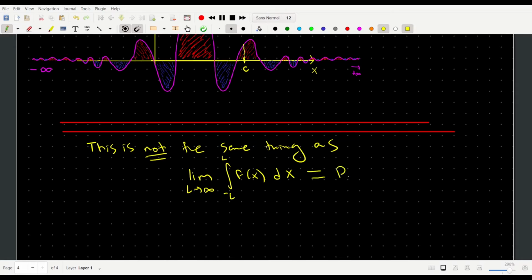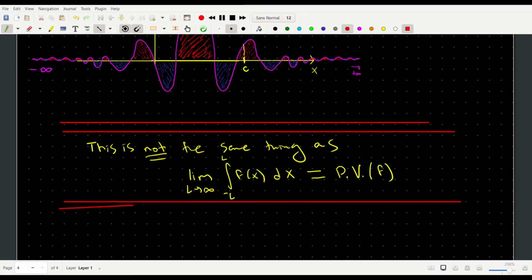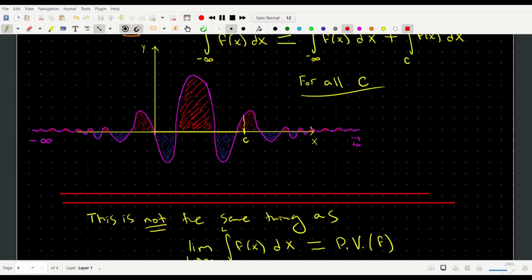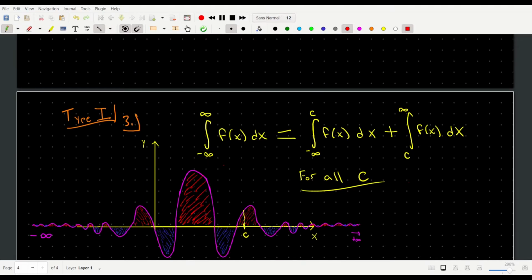This actually does have a name. It's sometimes called the principal value of the function. And for certain nice functions, the principal value does coincide with the value of the improper integral from negative infinity to positive infinity. But for many, many more functions, the principal value is not the same thing as the improper integral from negative infinity to positive infinity.